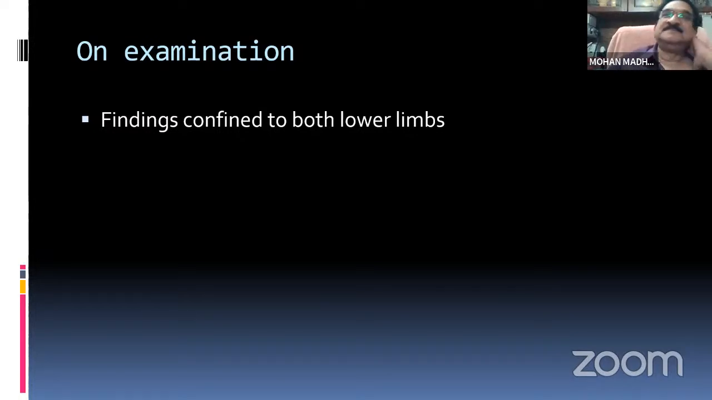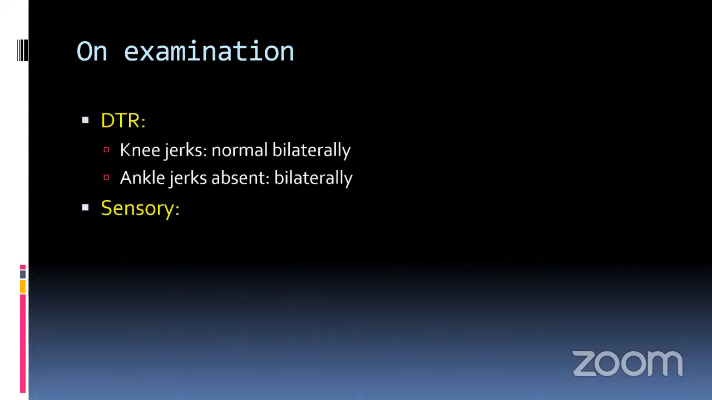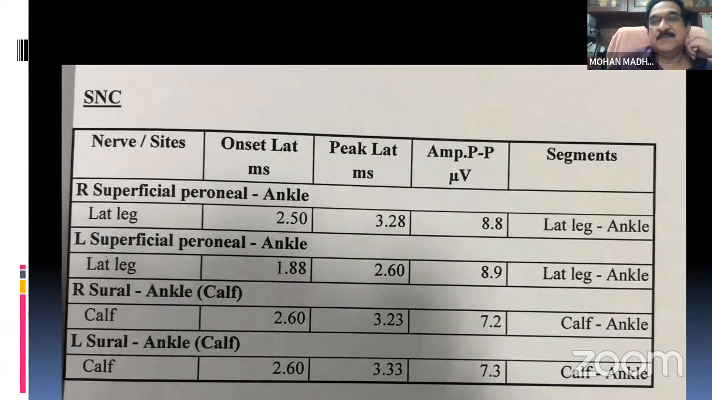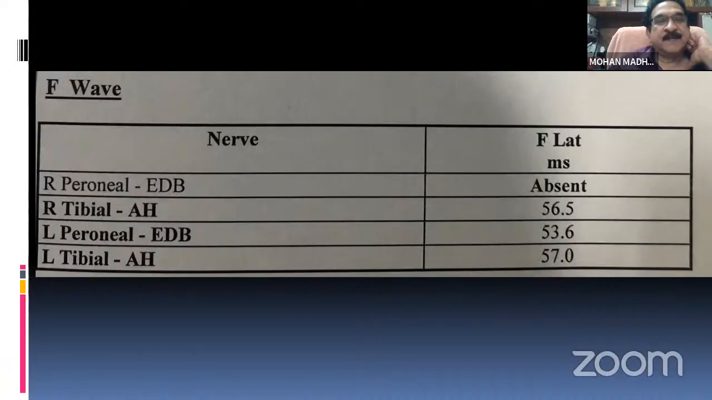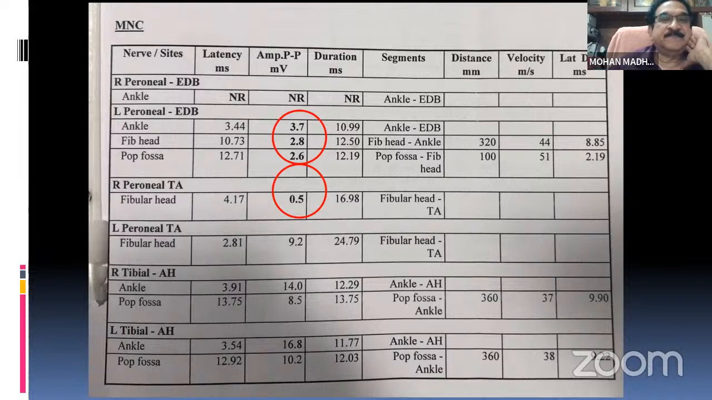Okay, what do you want me to do now? MRI spine. NCS. Okay, we'll get the NCS. This NCS: right peroneal, EDB, no potential. Left is also mildly affected, 3.7 on the left side. Right TA 0.5, left TA 9.2. Sensations normal. SNAP normal. Right peroneal EDB, fibrillation is absent. As suspected, because the amplitude is not elicitable, don't expect to have fibrillation also on the right side.